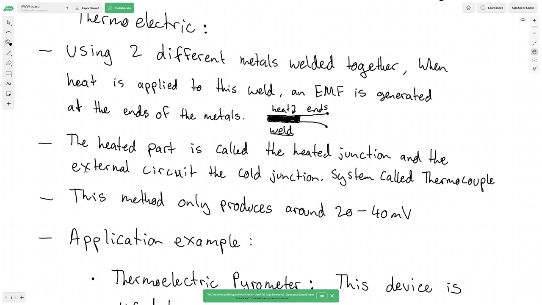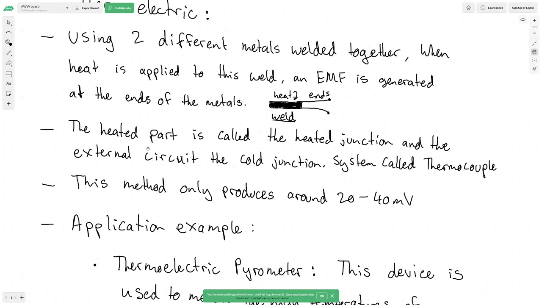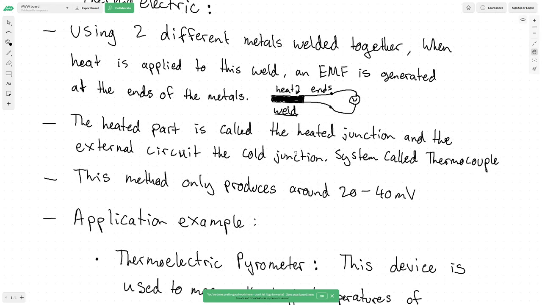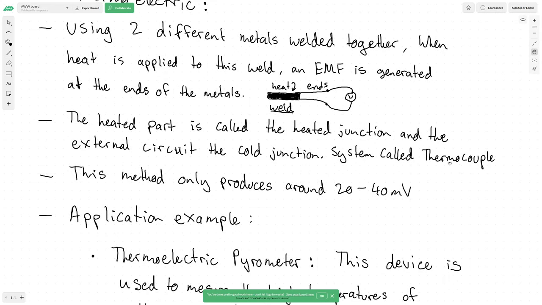That's actually it. A few points about this part. The heated part is called the heated junction, which is this bit here. And the external circuit, I'll just draw this as well. I'll just do V for a voltmeter, just for now. That's called the cold junction, so that's actually not the hot part. That's pretty self-explanatory, I think. So that system is called a thermocouple.